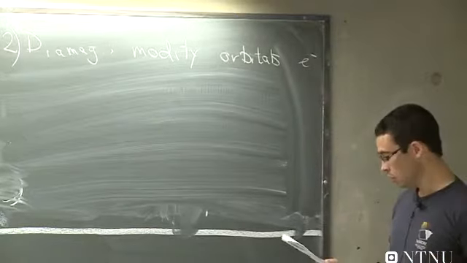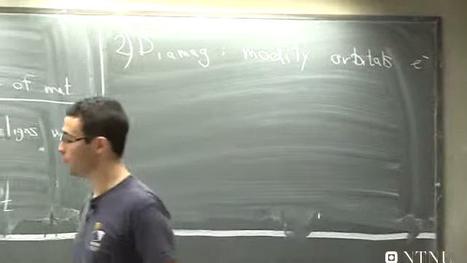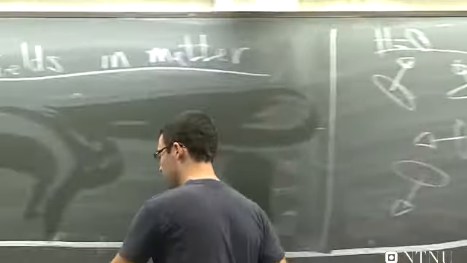So you modify the electron orbitals. There's a classical sketch in Griffiths. It goes something like this.